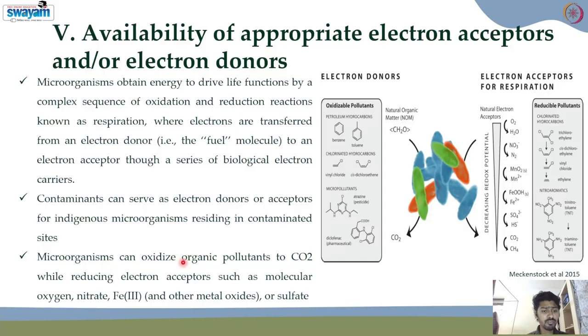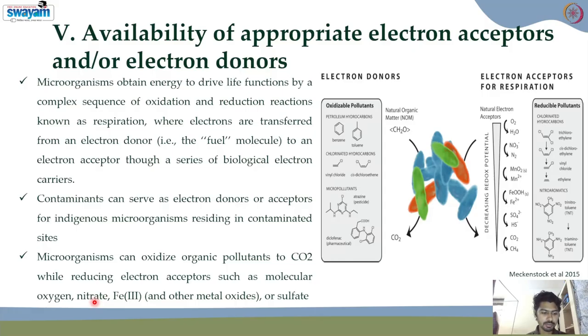So these microorganisms will try to oxidize the pollutant to CO2, achieving a biomineralization strategy. At the same time, they tend to reduce the electron acceptors. In the case of aerobic process, molecular oxygen will act as an electron acceptor, and in case of anaerobic process, nitrates and sulfates will be acting as an electron acceptor to complete the process. So these are all the five most important principles which determine the rate of degradation.